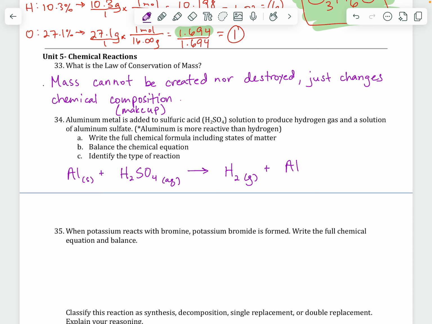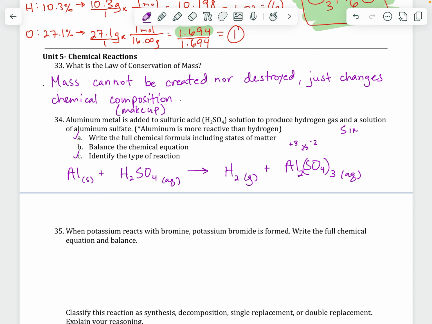Now, because we are creating a new ionic compound, we need to make sure that we balance the charges. This is aluminum sulfate, so this is AlSO4. SO4 is a -2 ion charge. Aluminum's a +3, so I actually need 2 aluminum, and I need 3 here. All right. And that was a solution, which means aqueous. So I have everything here. I wrote in the full chemical formula. I just need to balance the equation.